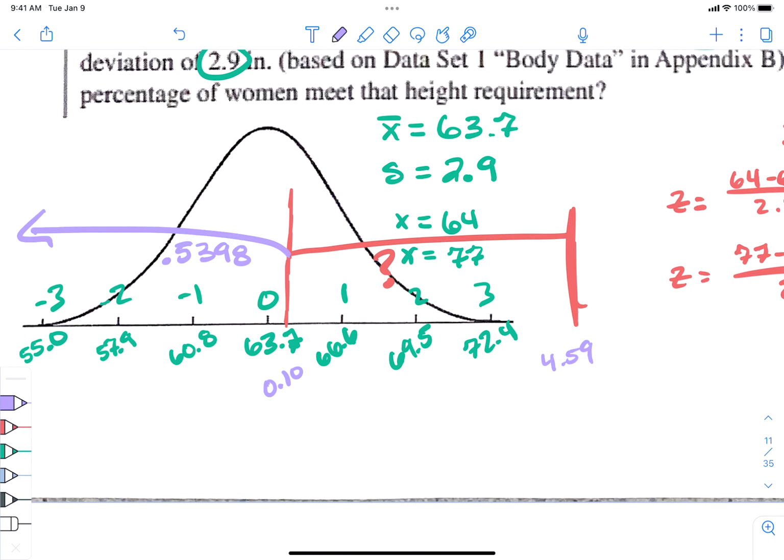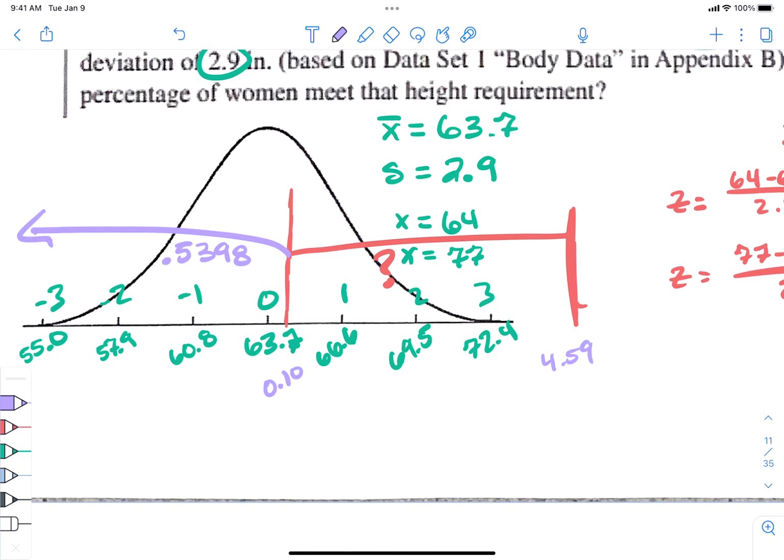0.5398 is 0.10 on the positive table. It's 0.10, not 0.01. Okay, pause. Go back to the 0.10. 0.10 is down, like second line, first one over. It's 0.10, 0.5398.